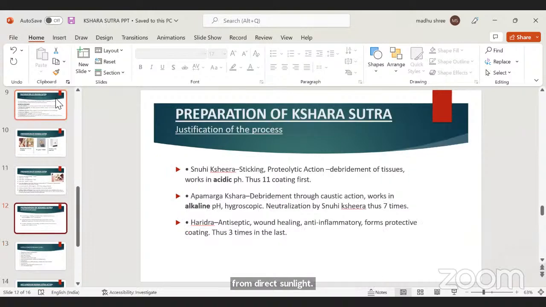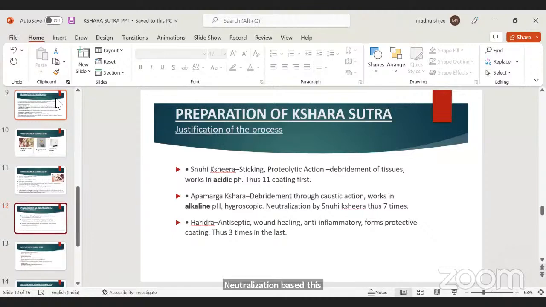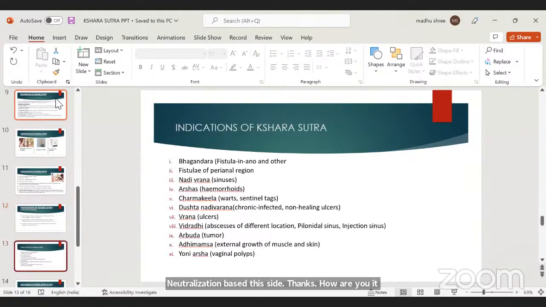Preparation of Kshara Sutra, that is, justification of the process. Snuhi Kshira has sticking and proteolytic action, useful in debridement of tissues, and works in acidic pH, thus 11 coatings first. Apamarga Kshara does debridement through caustic action, works in alkaline pH, and is hygroscopic. Neutralization by Snuhi Kshira, thus 7 times. Haridra is an antiseptic, wound healing, anti-inflammatory, and forms a protective coating, thus 3 times in the last.